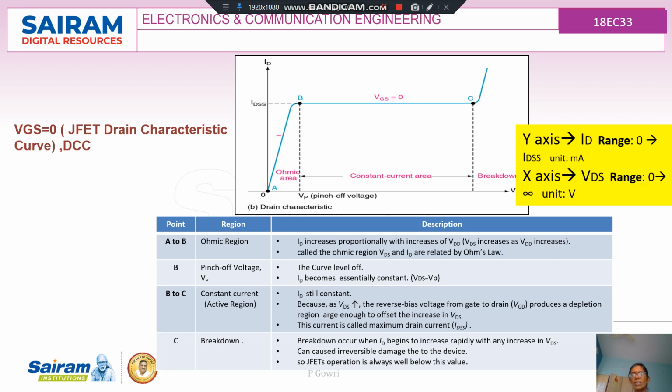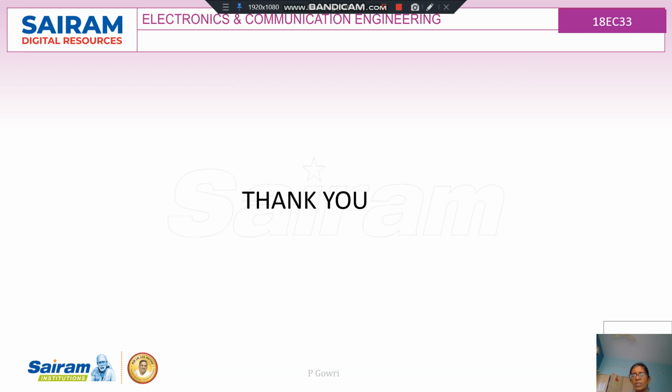And the next region is the breakdown. This occurs when ID begins to increase rapidly with any increase in VDS. This can cause irreversible damage to the device. So a JFET is always operated well below this value.